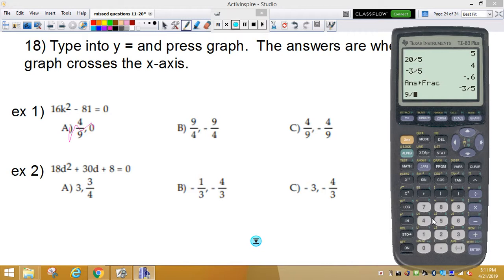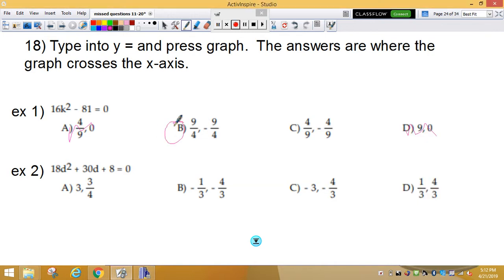So if I did 9 divided by 4, I got 2.25. If I did 4 divided by 9, because that's the other option, I get 0.4. So which one's a little bit bigger than 2? It's the one with 9/4. So on this one, the answer should have been B.